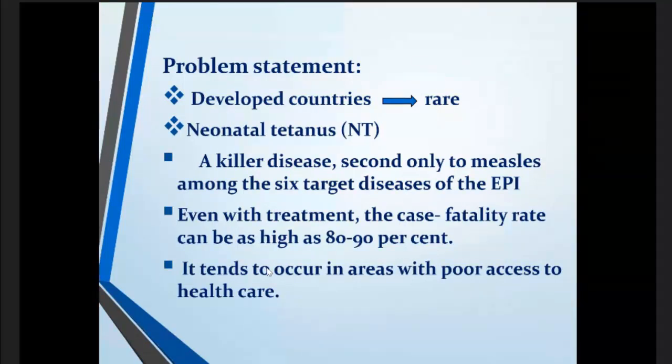It is second only to measles among the 6 target diseases of the expanded program of immunization. And even with treatment of this disease, the case fatality reaches up to 80 to 90%. And it tends to occur in areas with poor access to health care. So in developed countries, this has been eradicated by preventive measures only, with hygienic measures used during labor or delivery of the babies.